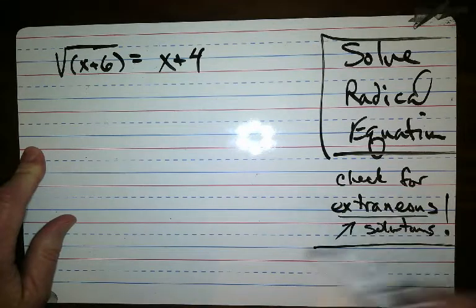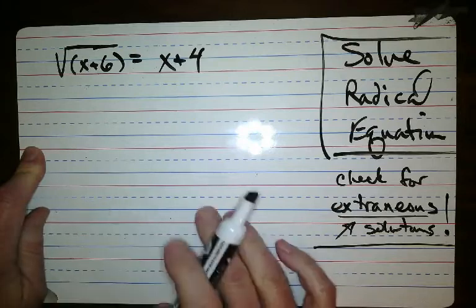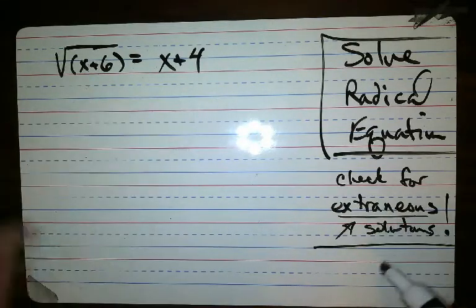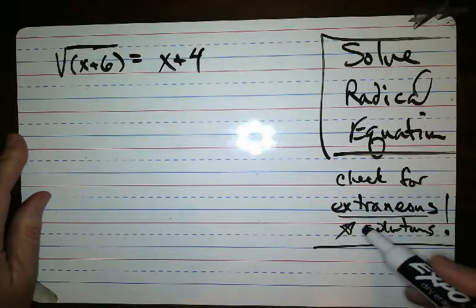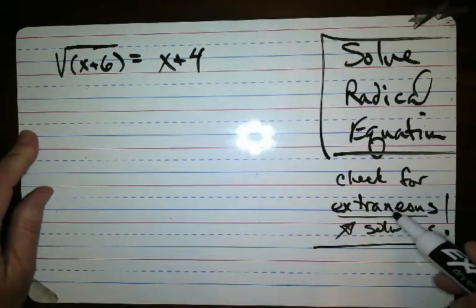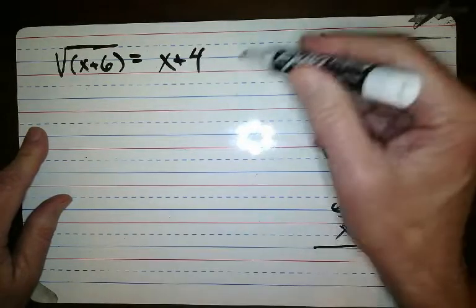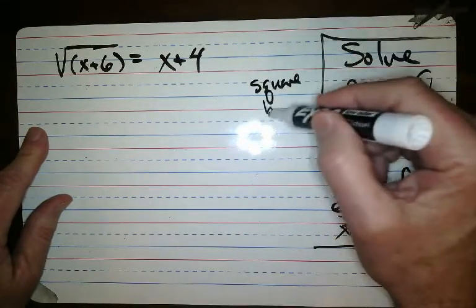Remember, you get a couple of answers, but one of them doesn't work in the original, or maybe both of them don't work in the original. You have to check to make sure that they work in the original. So extraneous solutions do not work in the original. How do you solve a square root problem? Well, you have to square both sides.